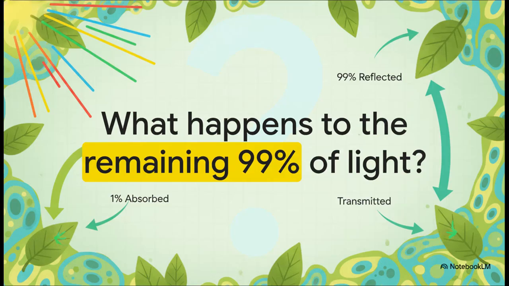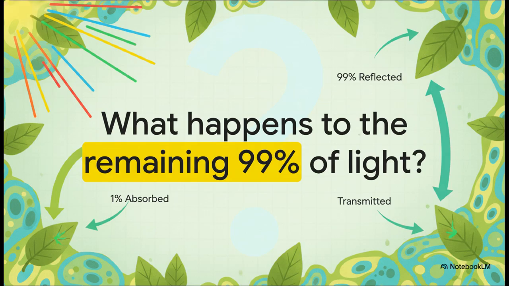Knowing that incredible statistic, here is a final question for you. What happens to the remaining 99% of the light that is not absorbed by the leaf? Agar sirf 1% absorb hui, to baki kaha gayi? Well, it is simply reflected or transmitted straight through the leaf.